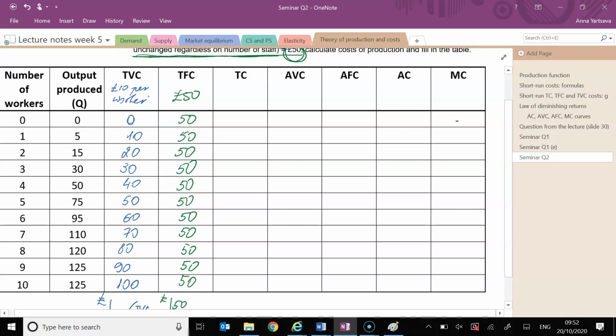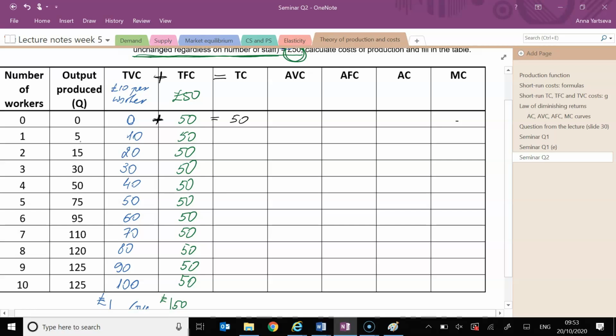Okay, next. How can we calculate total cost? I will use black here. Total cost is simply a sum of total variable and total fixed. It's all our expenditure which we incur in the production process. So if we pay 0 for variable cost for our materials and labor and 50 pounds for equipment, total cost will be 50. For 0 workers, for 0 units of output.